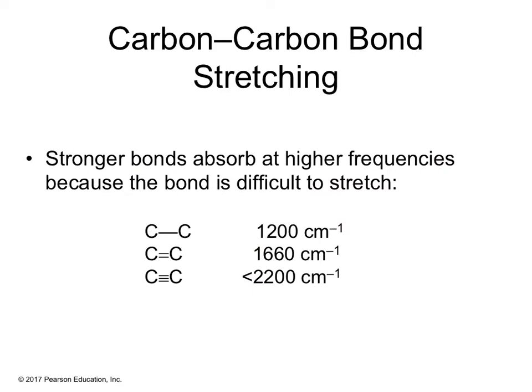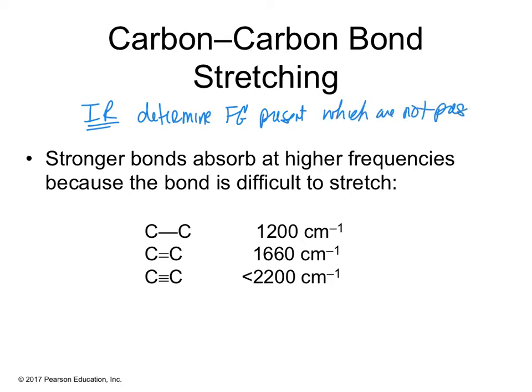Now, a lot of students, when they're first learning, think IRs can tell you the structure. And no, not very good. What an IR is very good at is determining which functional groups are present and which are not present. So it's really nice to run an IR spectrum if, let's say, you're converting a ketone to an alcohol.